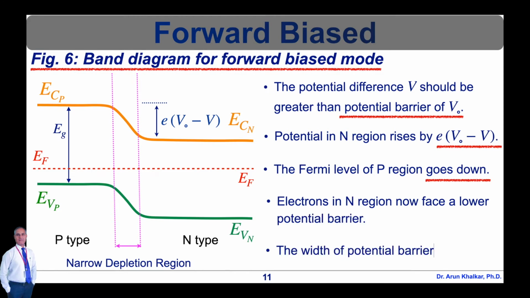Hence electrons from the N region cross the junction easily to enter into the P region and electron flow increases. This constitutes the forward bias current. This current increases with increase in forward bias. So in this diagram, e(V0 minus V), here e is the charge on the charge carriers, V0 is the initial potential difference, and V is the applied potential difference through the battery.